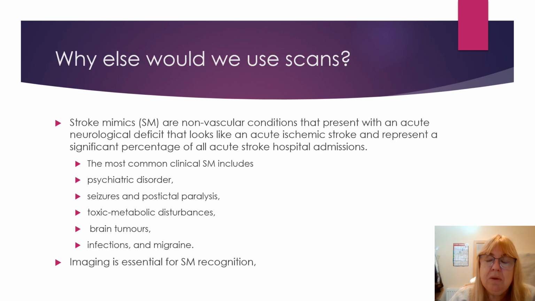Why else would we use scans? We use scans also to find out things called stroke mimics. So we use scans to find out what the cause isn't as well. Sometimes we might be wondering, is this actually a stroke? And a scan can help us do that as well. So a scan can rule it out.